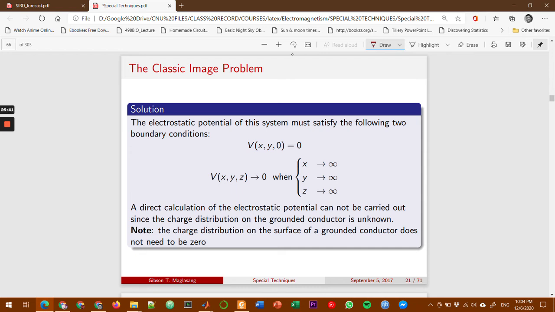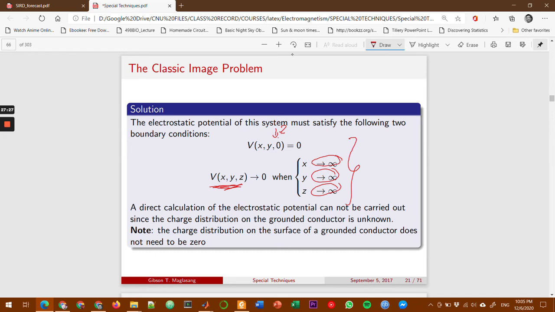So the electrostatic potential of this system must satisfy the following two boundary conditions. First, the potential at z equals 0 is 0, because it is given that the conducting plane is grounded. Next, the potential approaches 0 as the point in question, where you evaluate the potential, approaches infinity. Of course, it is very far from the point charge or from the conducting plane, therefore the potential there is 0.